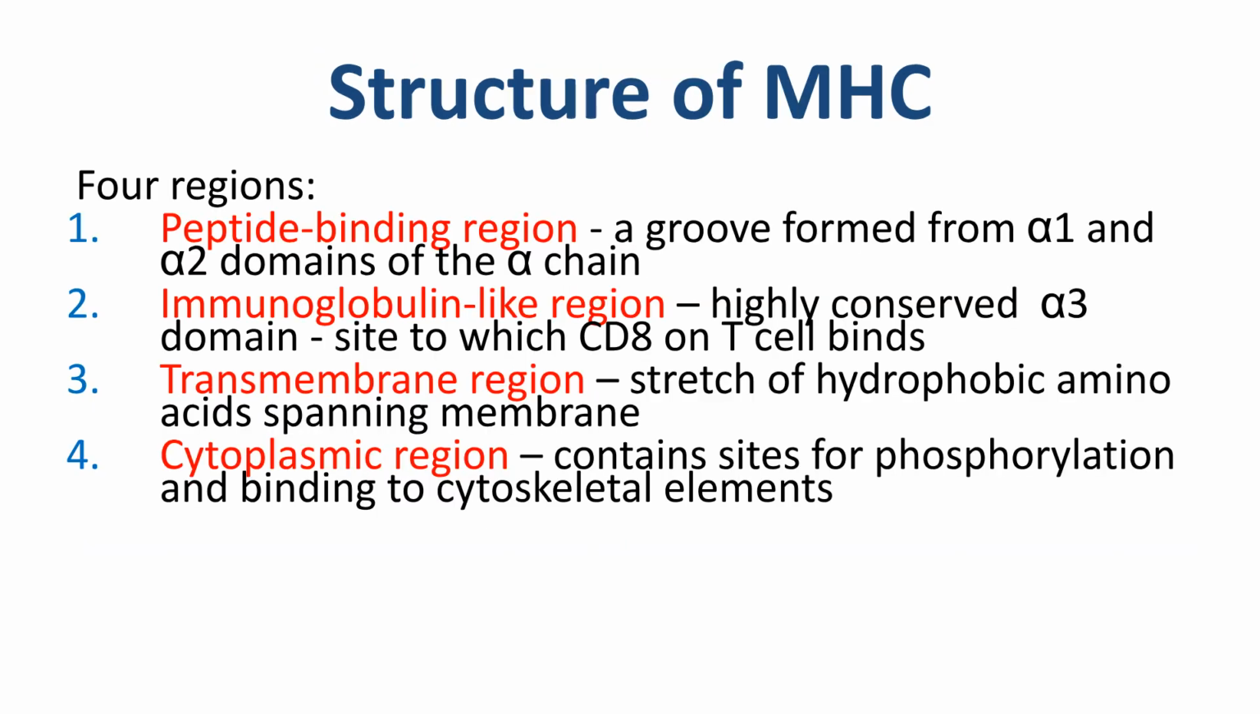Let's examine MHC class I structure, which consists of 2 chains. The molecule has 4 distinct regions. First, the peptide binding region forms a groove created by the alpha-1 and alpha-2 domains of the alpha chain. This groove accommodates peptides typically 8 to 10 amino acids long. The sides of the groove are formed by alpha helices, while the floor consists of beta sheets. This structure holds the peptide firmly for presentation to T cells.